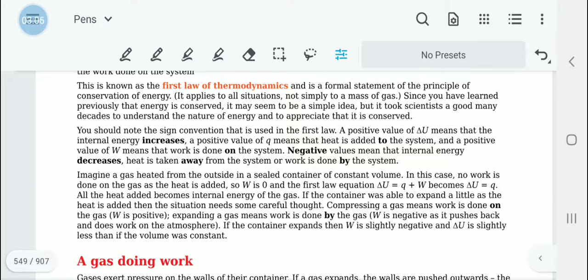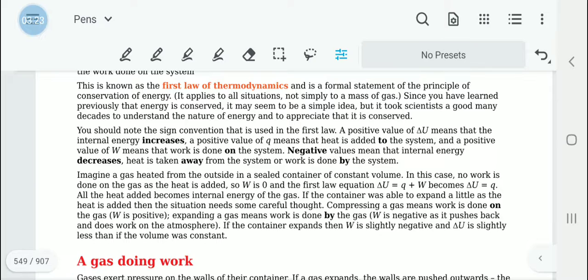A negative delta U means the internal energy has decreased, that is, heat is taken away from the system or work is done by the system on the surroundings, right? So there is an expansion, like we discussed earlier.